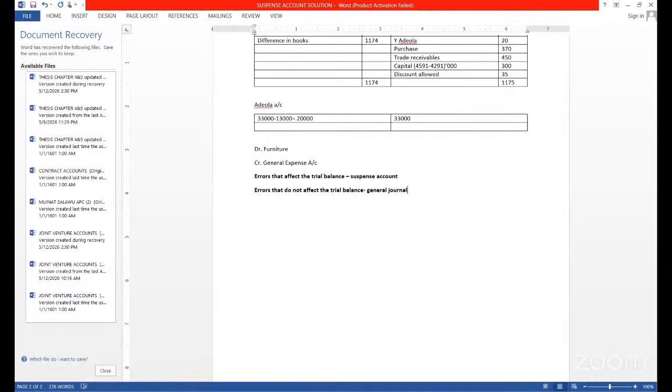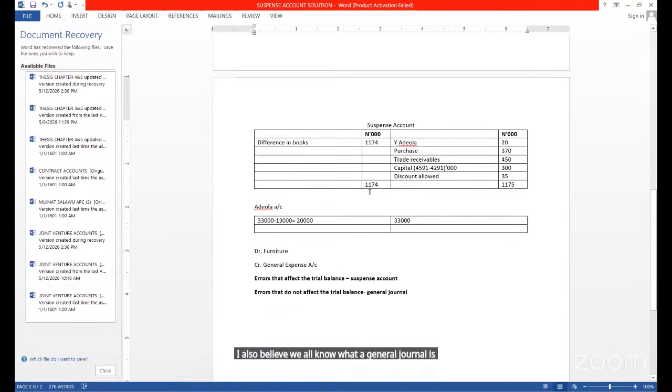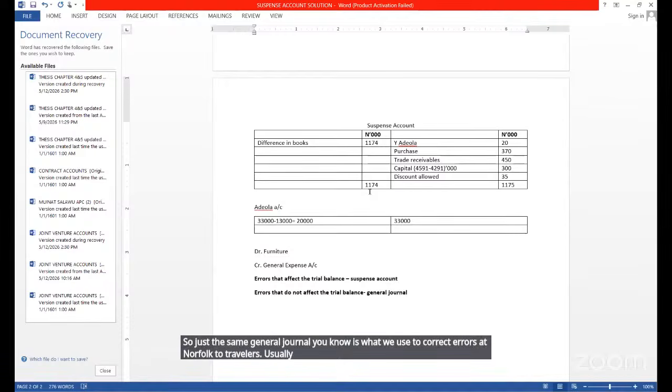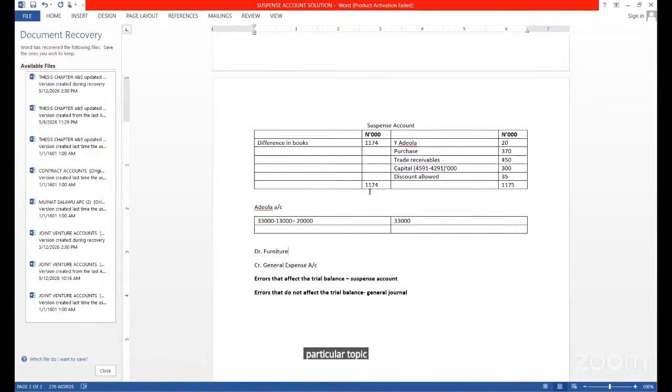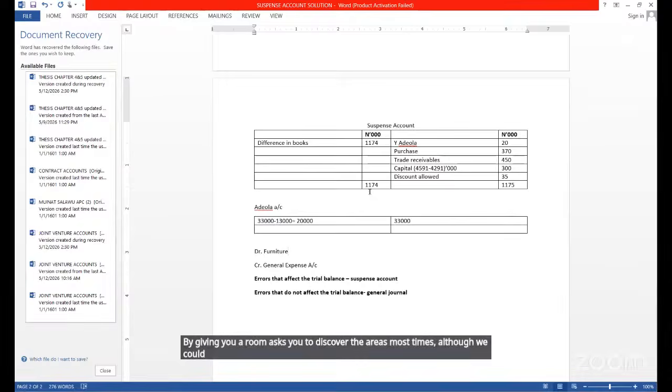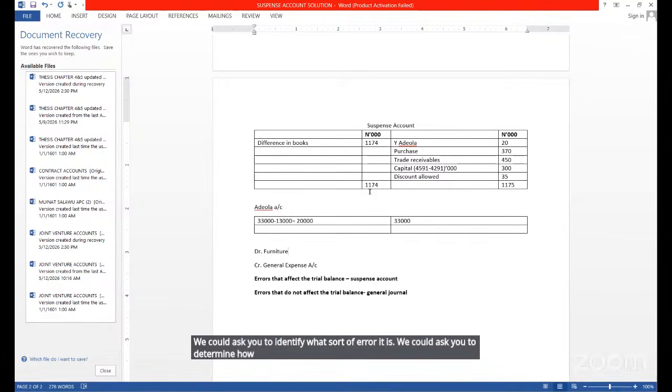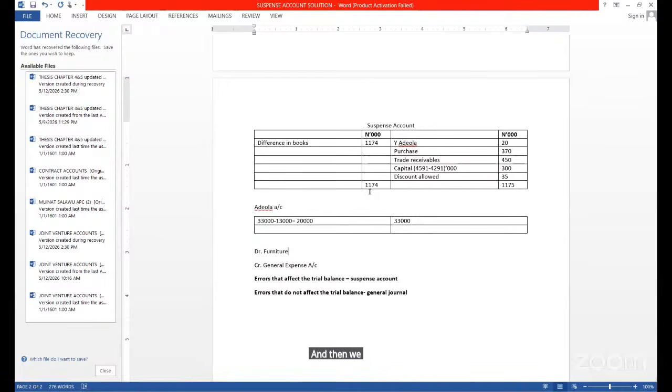I want to believe we all know what a general journal is. Just the same, the general journal is what we use to correct errors that do not affect the trial balance. Usually, how do we test this particular topic? We won't ask you to discover the errors most times, although we could. Most times we give you the error. We could ask you to identify what sort of error it is, determine how it affects the trial balance, and then correct the error. Are we together, please?